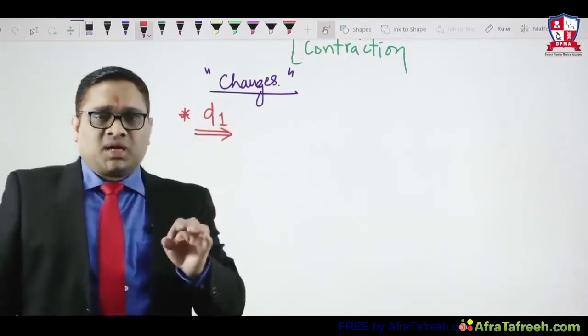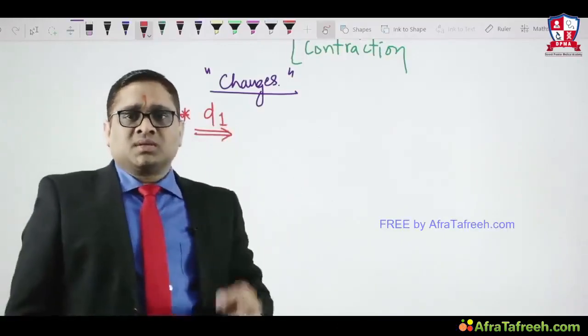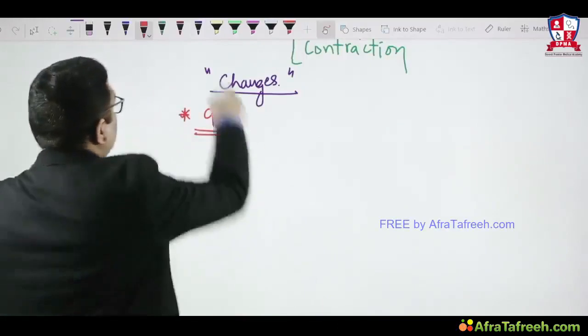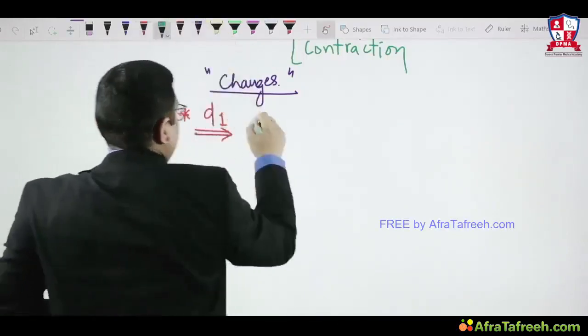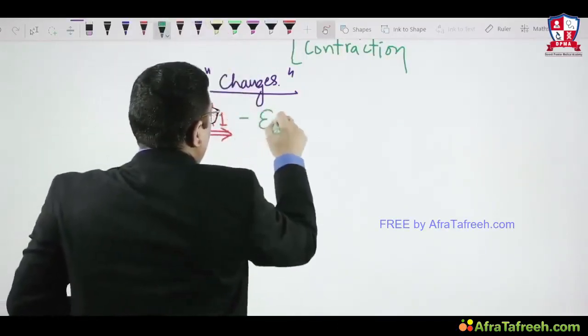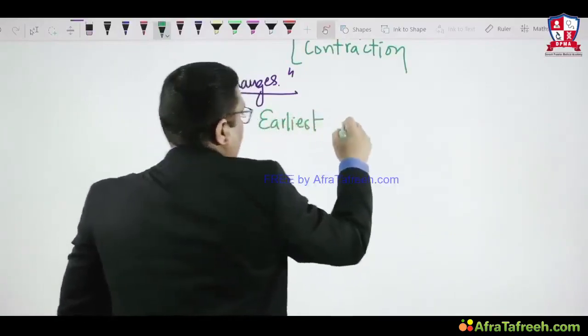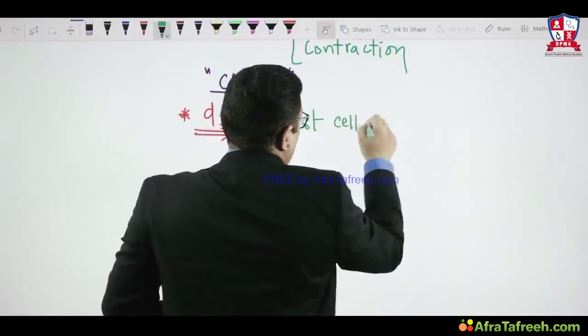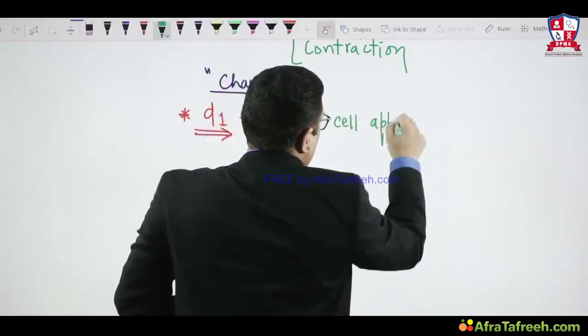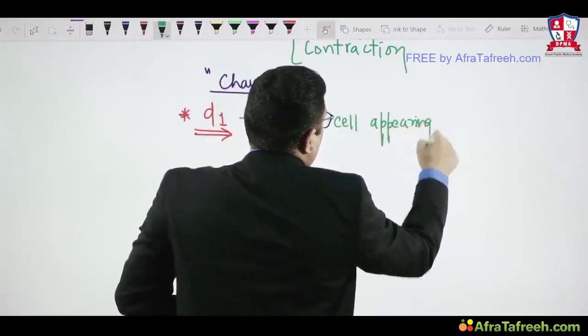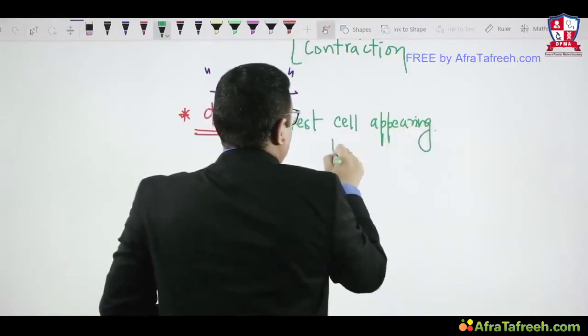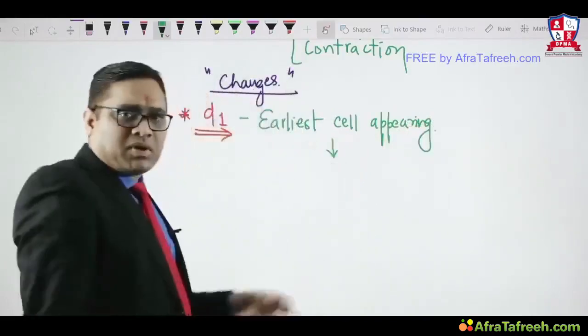What is the earliest cell to appear on day 1? This was the JIPMER question in 2014, and it's a tricky question. The question was, what is the earliest cell to appear on day 1, right? So what is the earliest cell appearing on day 1?